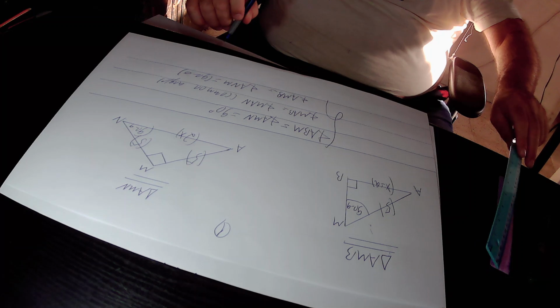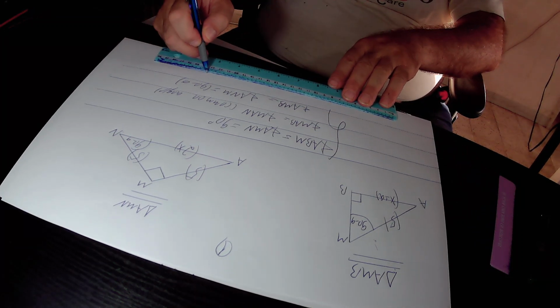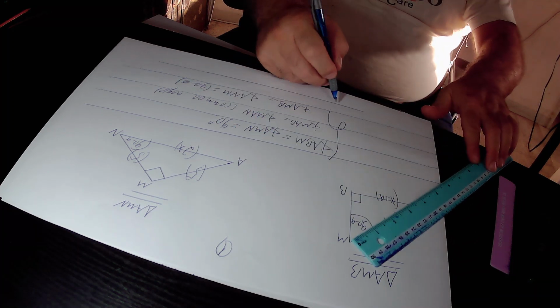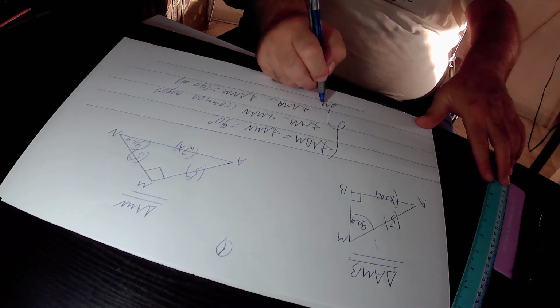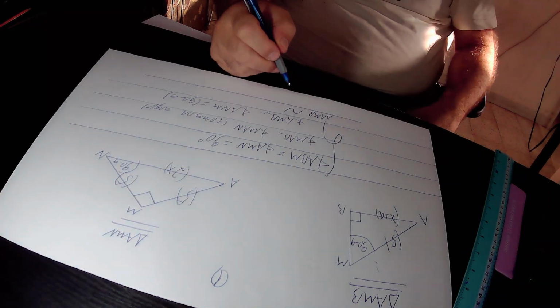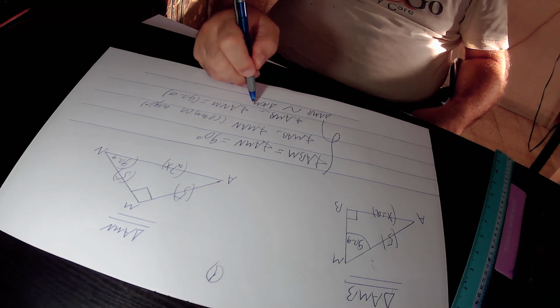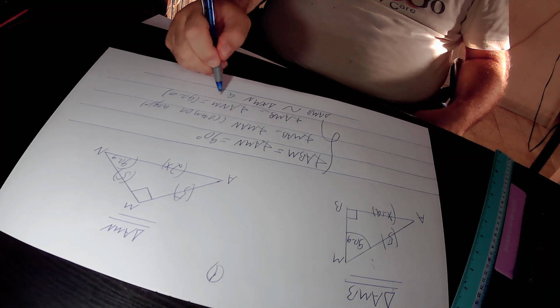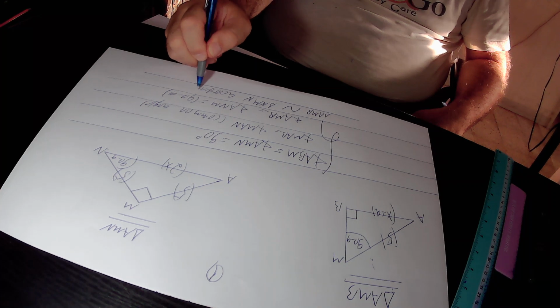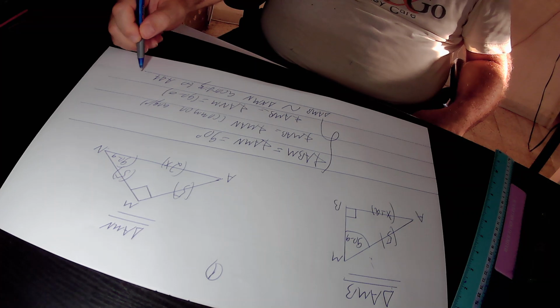So I'll write it down. Triangle ABM is similar to this triangle AMN, according to the angle similarity rule.